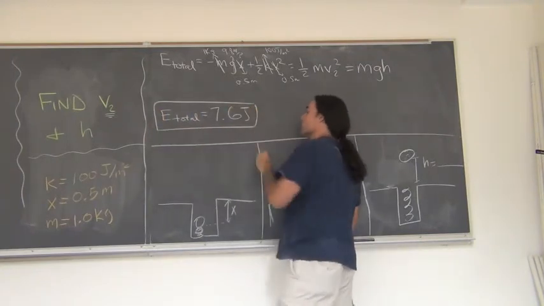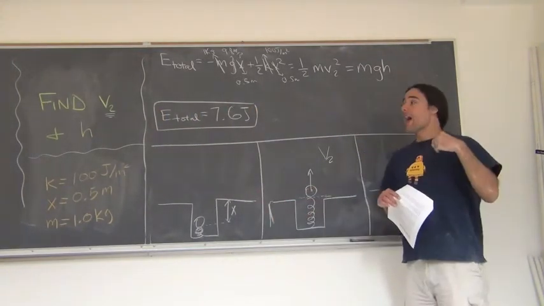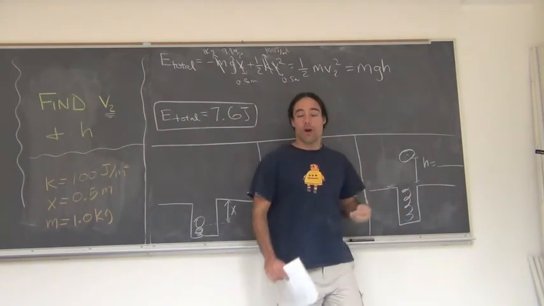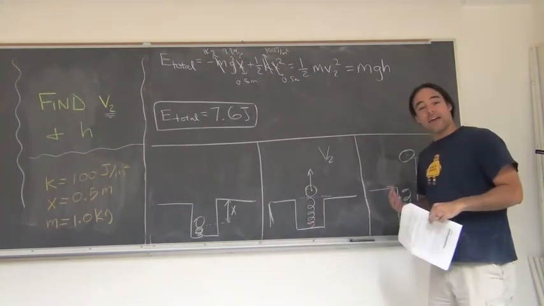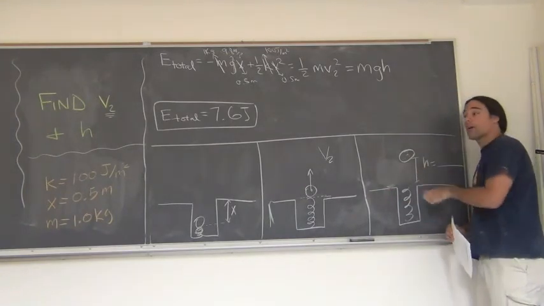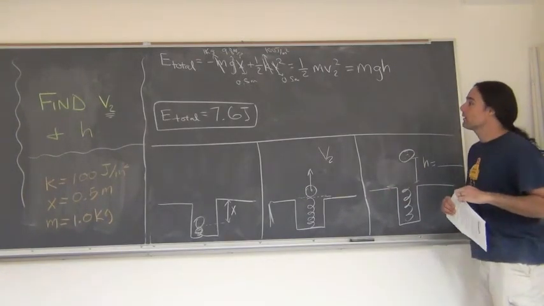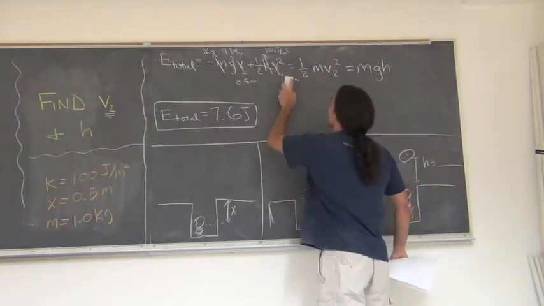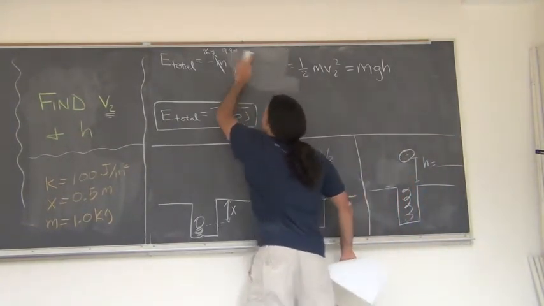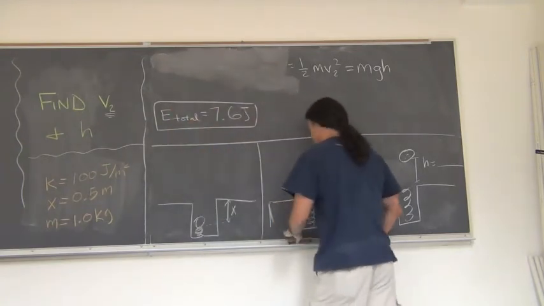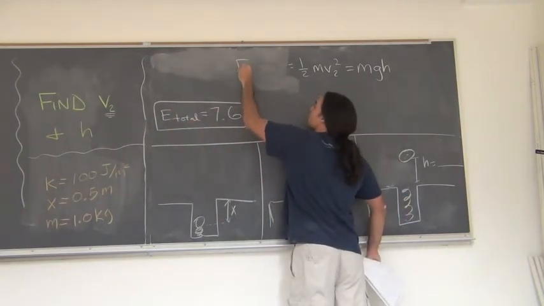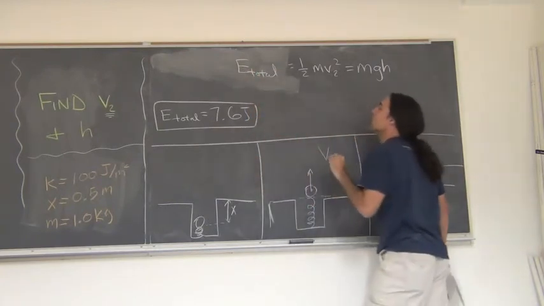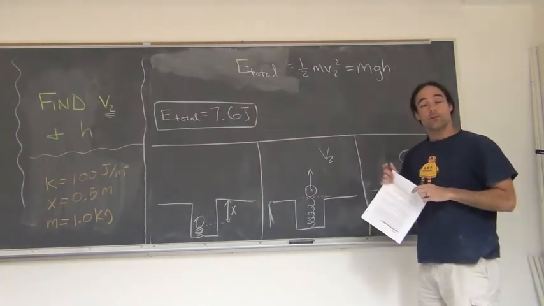Now that I know the total energy from this picture, I can figure out what V2 and the height that it goes to are. I can figure out how fast it comes off, and I can figure out how high it's going to rise up because energy is conserved. So, simplifying things, I know that my total energy, which is just this, has got to equal 1/2 mv2 squared.